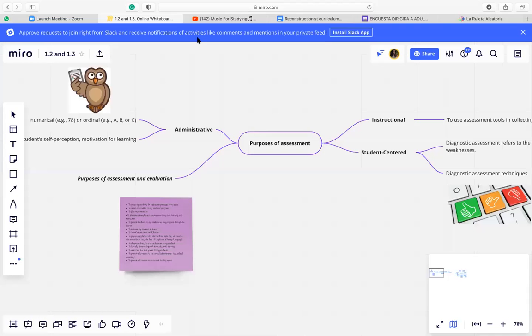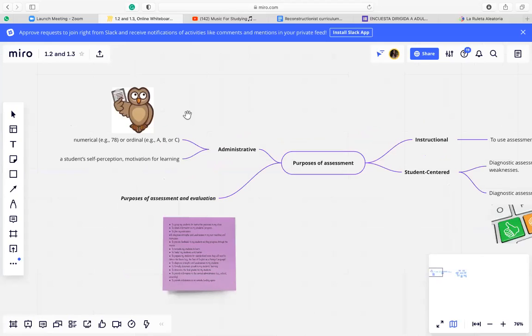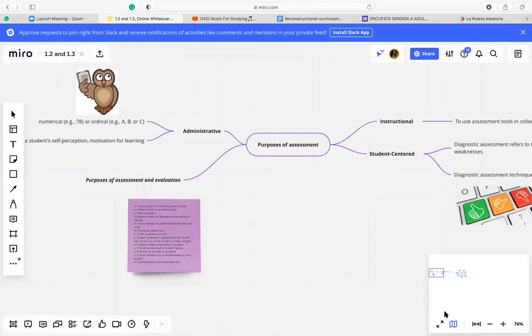Okay, can you see it? Yeah, I can see it. Okay.